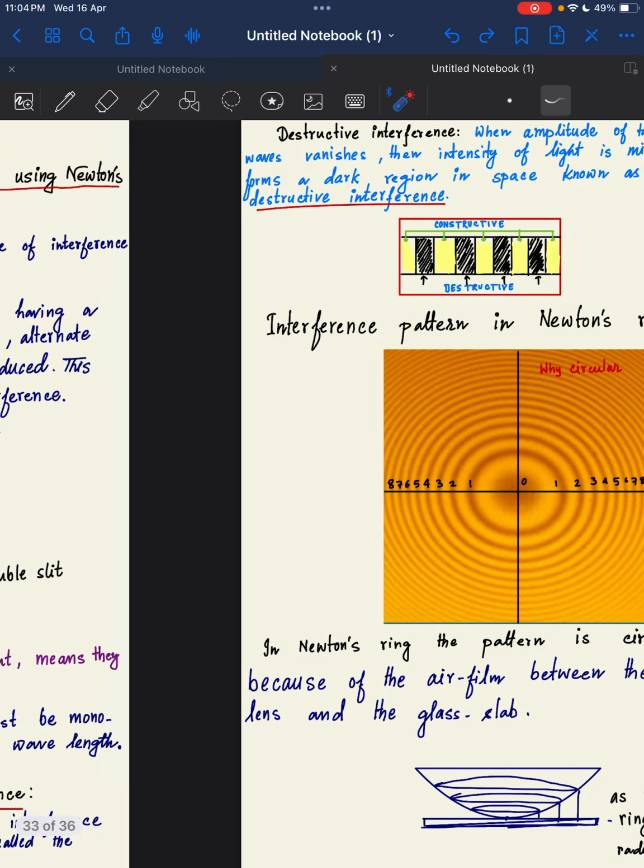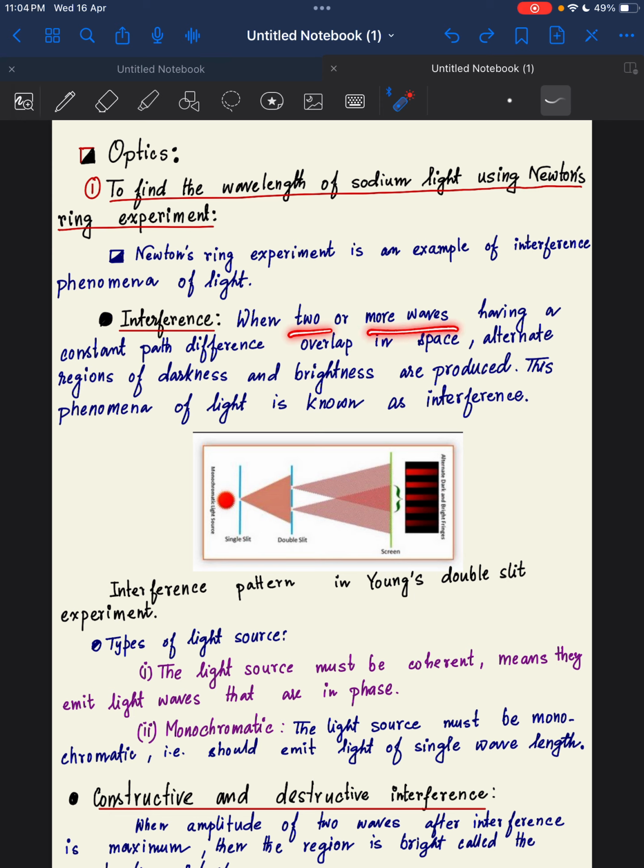So if you remember, if I ask you what do you mean by interference? Interference is nothing but when two or more waves having a constant path difference overlap in space, then alternate regions of darkness and brightness are produced. This phenomenon of light is known as interference. So this is a wave property of light.